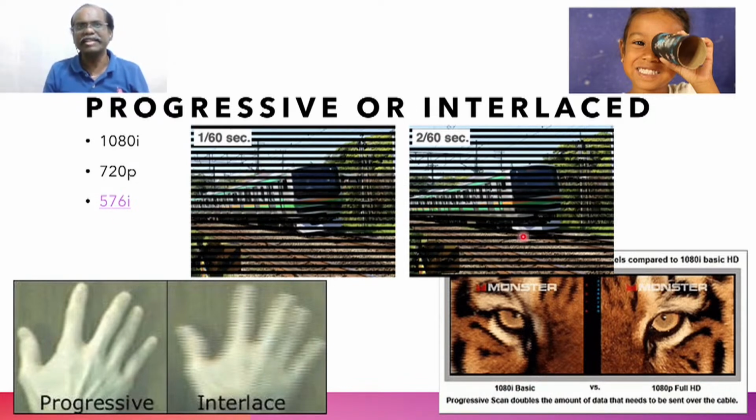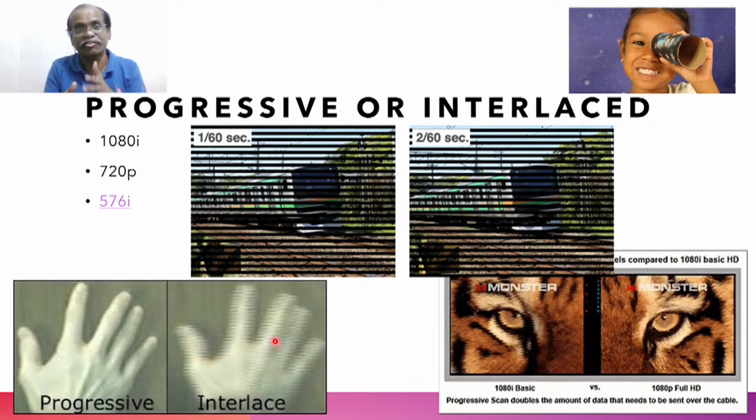You look at that interlaced video, you can see lines in between. This is called combing artifact. C-O-M-B, combing artifact. It looks like a comb, right? We have to nullify the combing artifact by some filters. That is called deinterlacing filters.